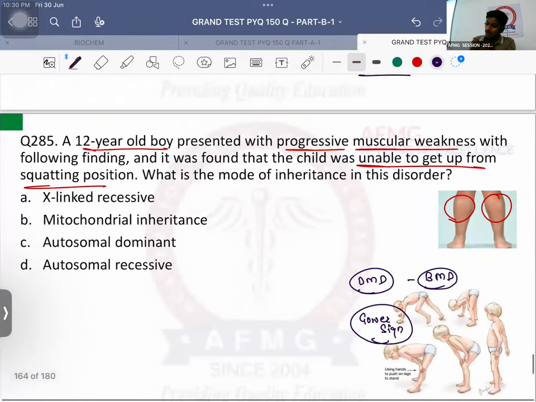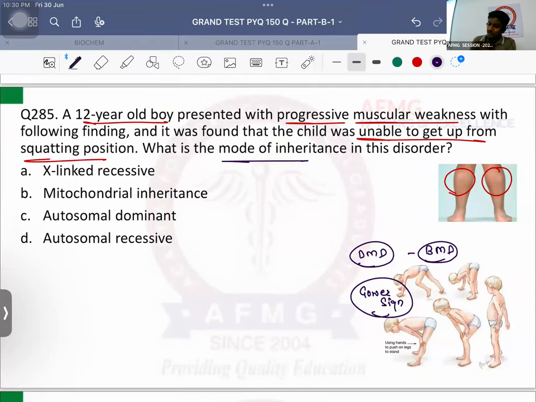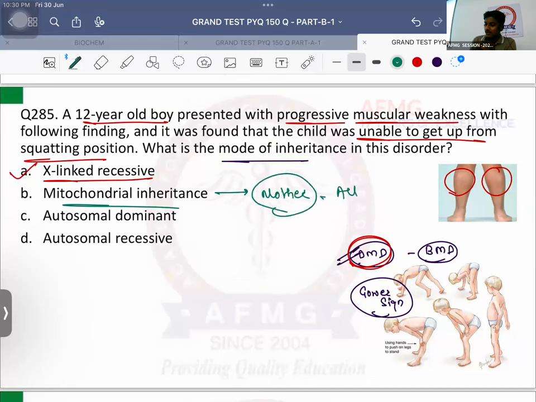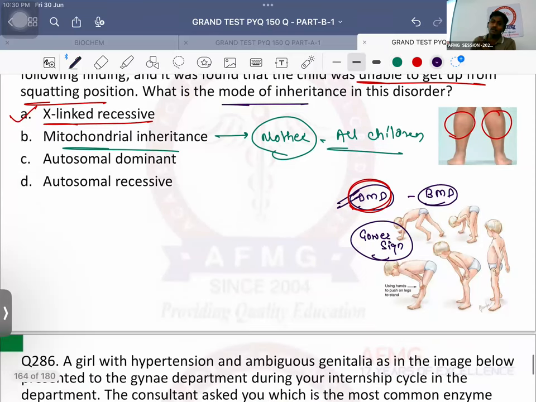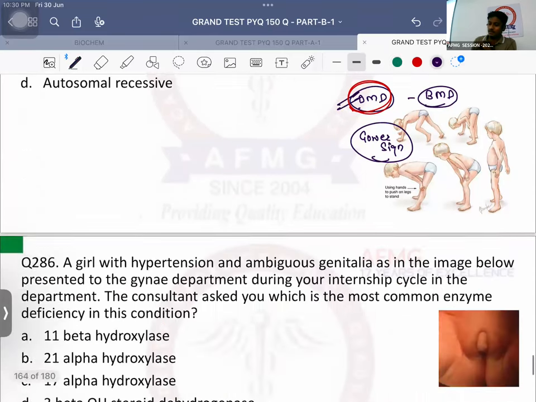So what is the mode of inheritance of Duchenne's muscular dystrophy in this child? It is X-linked recessive. That means only boys will have the disease. Females will only be the carrier. Mitochondrial inheritance, the easiest way to remember: if the mother has the disease, 100% of children will have the disease. If there is any such disease, that is mitochondrial inheritance.